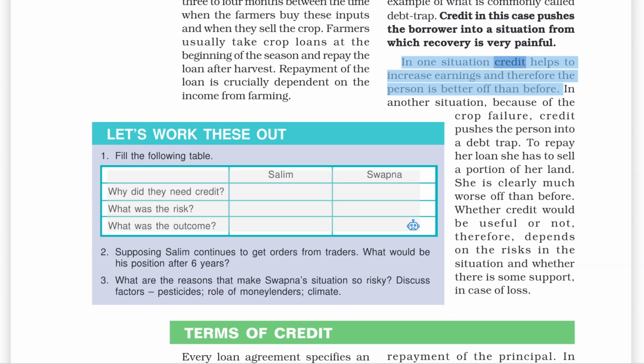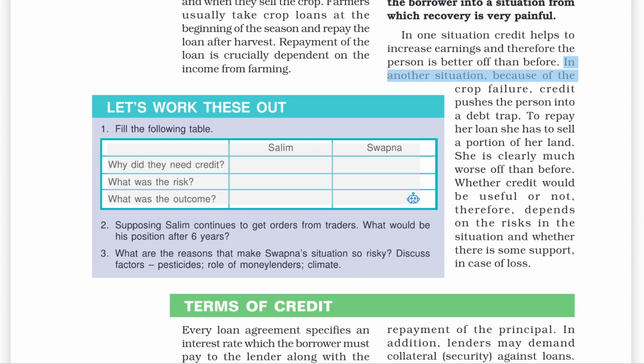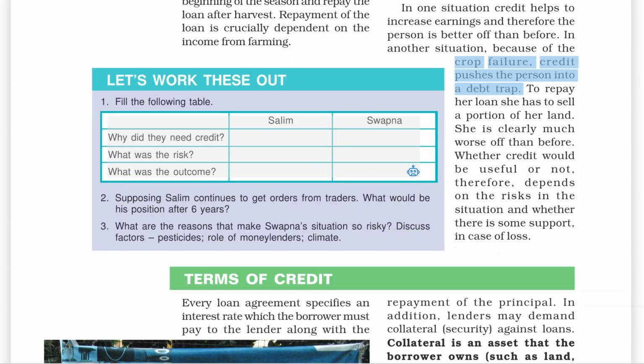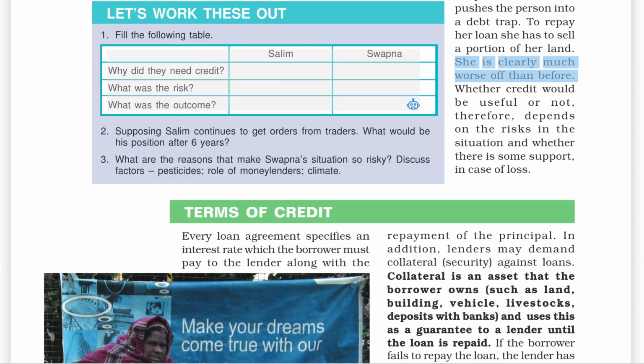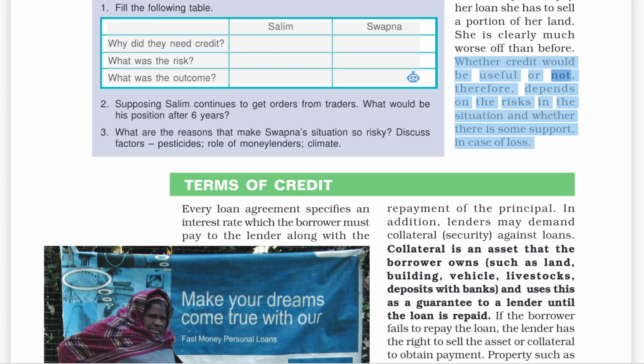In one situation, credit helps to increase earnings, and therefore the person is better off than before. In another situation, because of the crop failure, credit pushes the person into a debt trap. To repay her loan, she has to sell a portion of her land. She is clearly much worse off than before. Whether credit would be useful or not, therefore, depends on the risks in the situation and whether there is some support in case of loss.